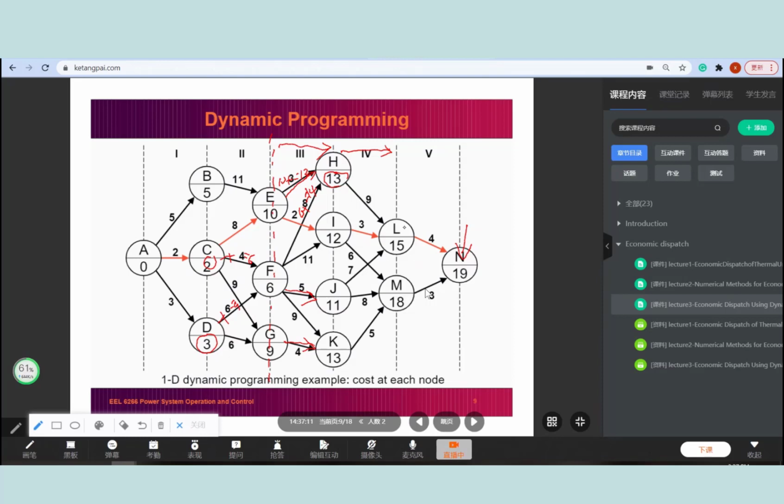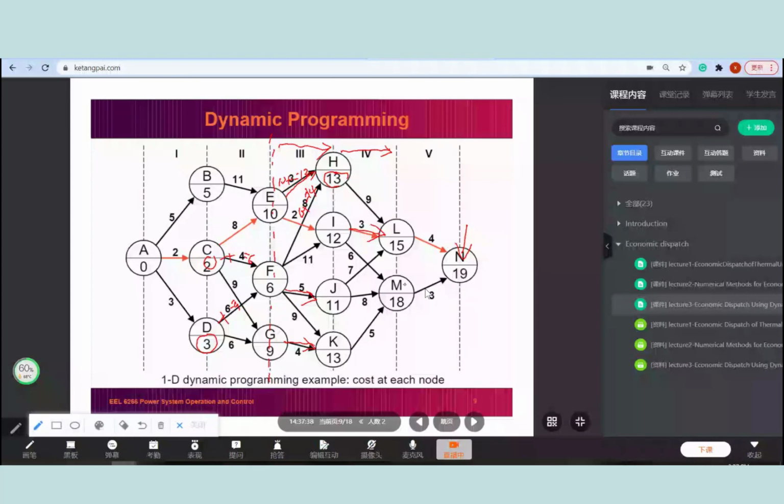So continue for the next stage. For point L, you can have 3 possible paths. From H to L will be 22. For I to L will be 15. From K to L will be 18, 11 plus 7 will be 18. So the best path will be here. It means that for L, the best path will be here.